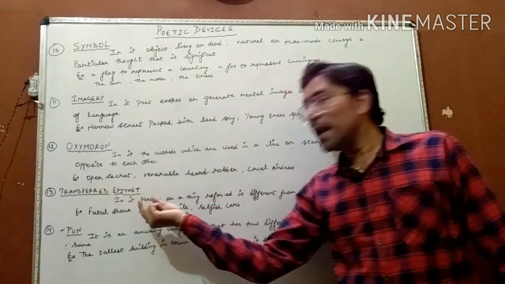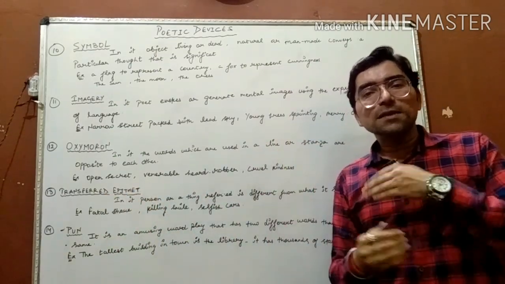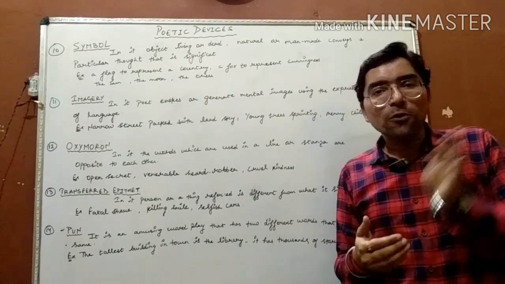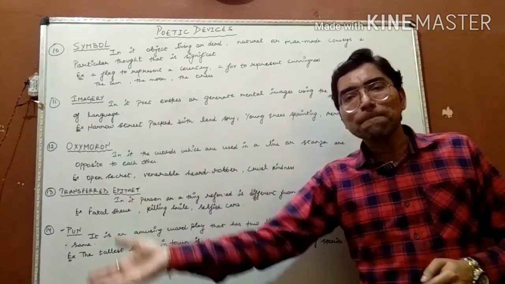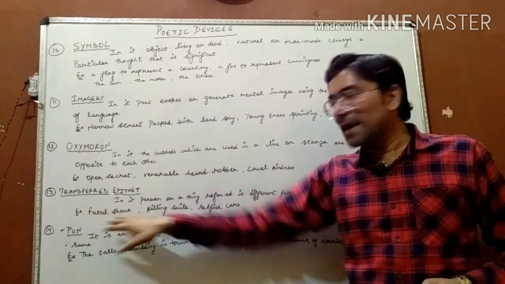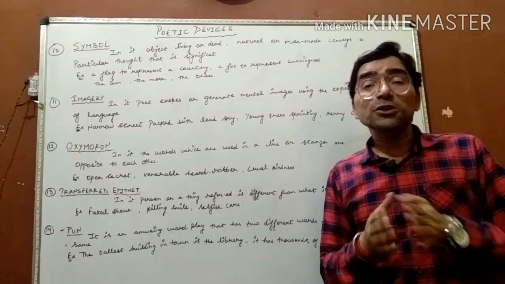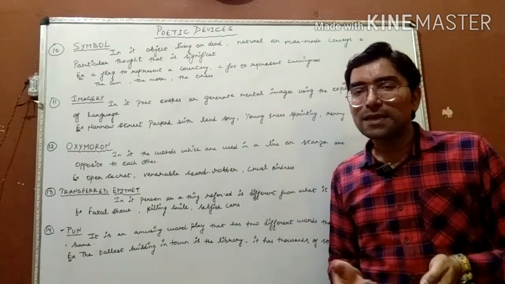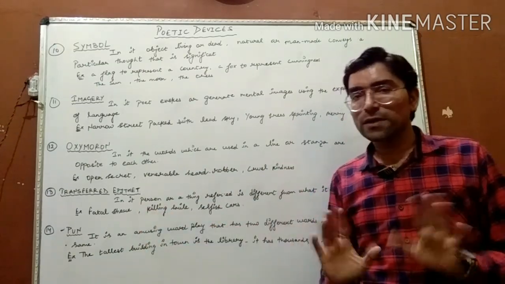So transferred epithets means the effect is transferred from one particular thing to another. In this statement, fatal shore means killing shore. The person who is standing at the shore can kill someone, but the shore cannot kill anyone.